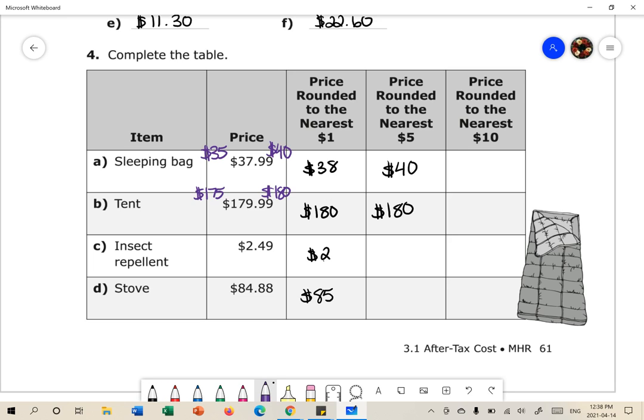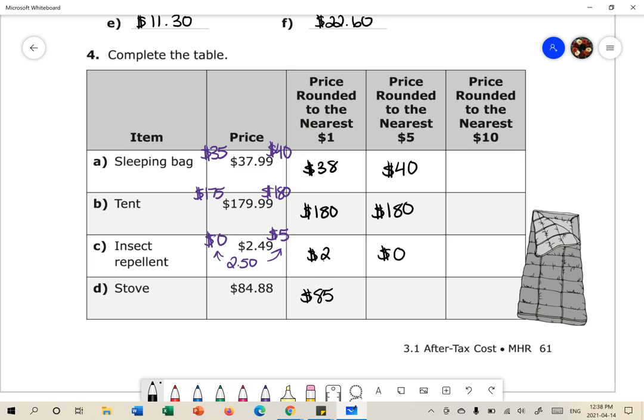Next, $2.49. Is that closer to $0 or $5? Well, it's actually closer to $0. The midpoint would be $2.50. So anything $2.50 and up would be closer to $5, but because it's under $2.50, it's actually going to be closer to $0.